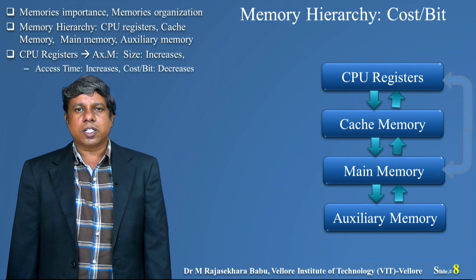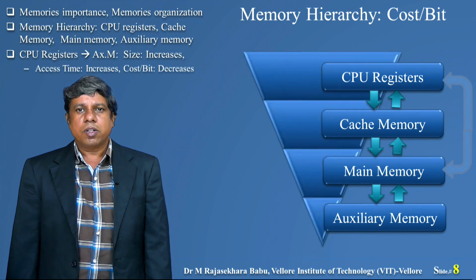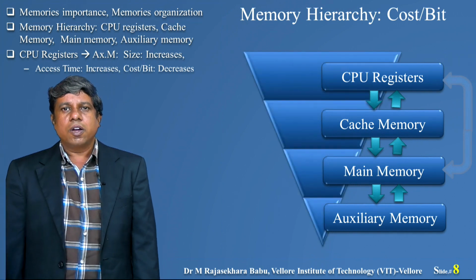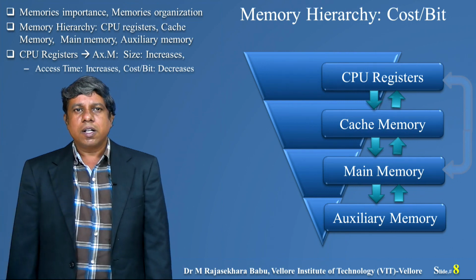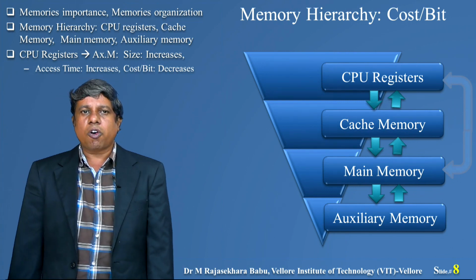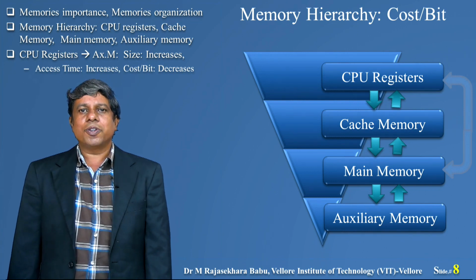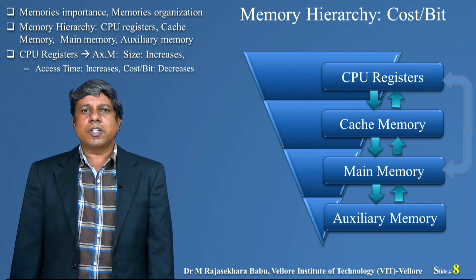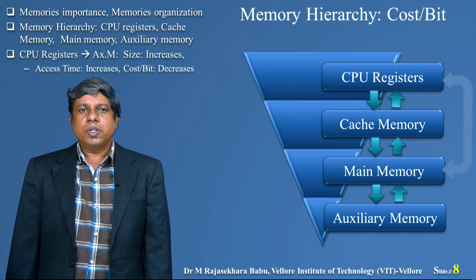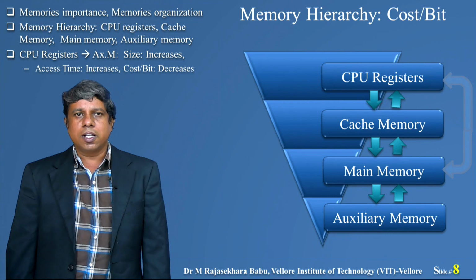Now you see here, cost per bit. So what about the cost here? CPU registers are very costly. Cache memories are cheaper than CPU registers, main memory is cheaper than cache memory, and auxiliary memory is cheaper than the main memory. You could notice the difference.